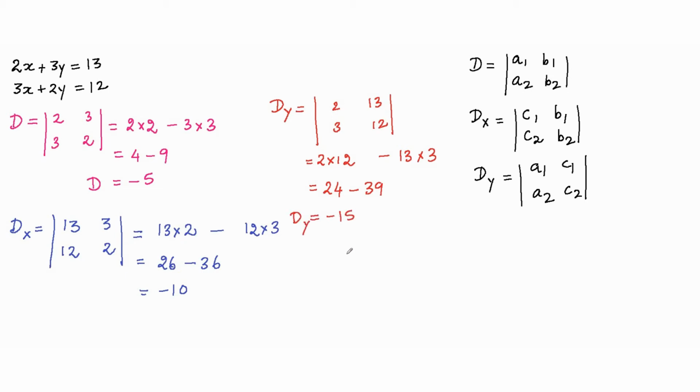So the value of x is calculated as dx upon d, and the value of y is calculated as dy upon d. So dx is negative 10 upon negative 5 and negative 15 upon negative 5. So the value of x is 2 and the value of y is equal to 3. So this is how we apply the Cramer's rule for solving the unknown variables. Again, I'll pause for a minute and then I will take the next question.